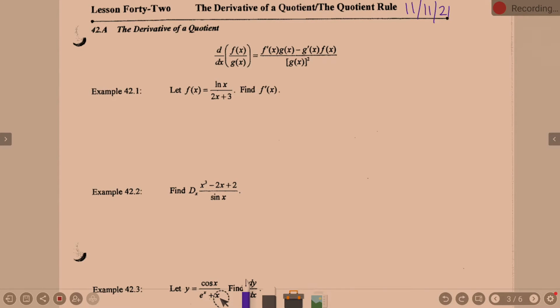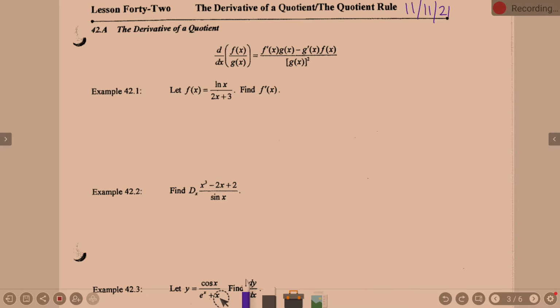Derivative of a quotient is our theme today. If we have just one term, we take the derivative. Piece of cake. We've talked already about a product: if we have two pieces multiplied together where we can take the derivative of each of them, we have to do the product rule. Today we're learning the quotient rule.